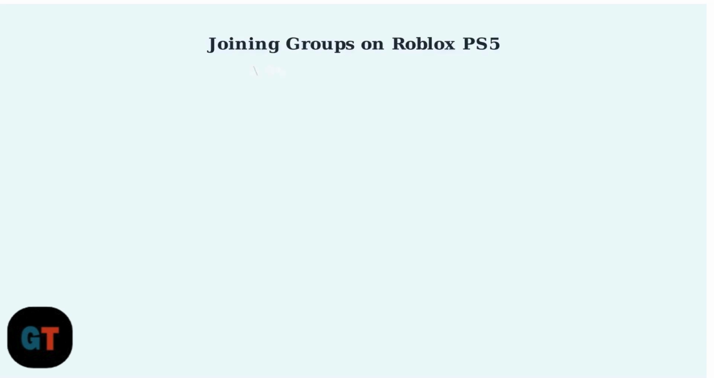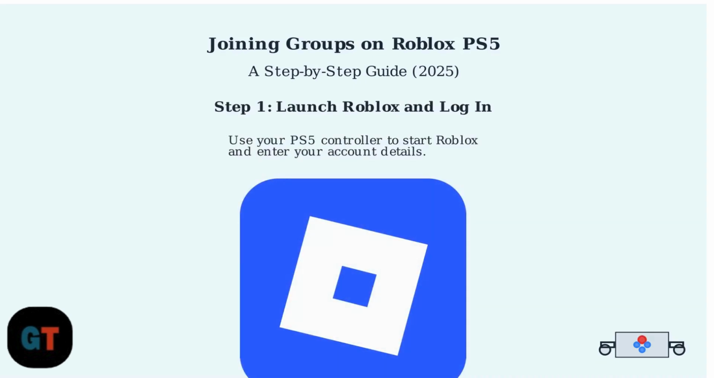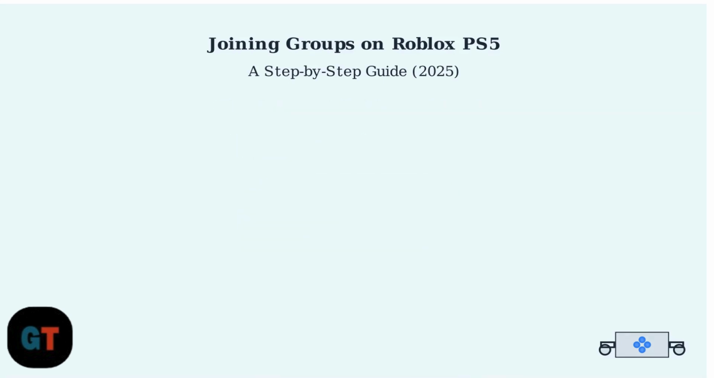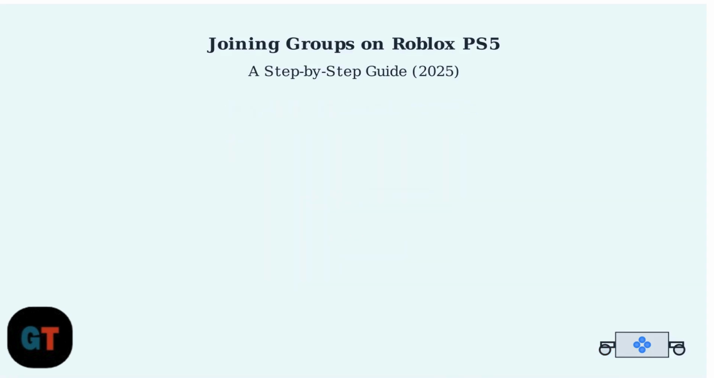To connect with other players in Roblox on your PS5, start by launching the app and logging into your account. Launch Roblox on your PS5 by selecting the app from the home screen. Log in with your account credentials using the controller. Once logged in, navigate to the main menu and select the Groups tab using your controller.